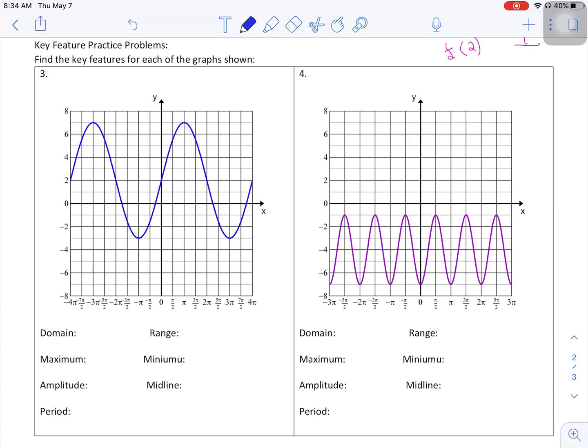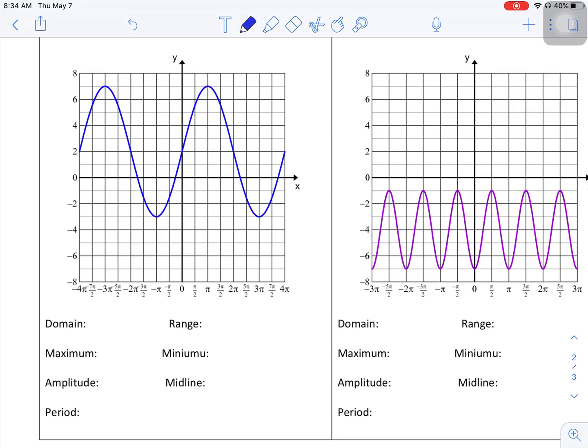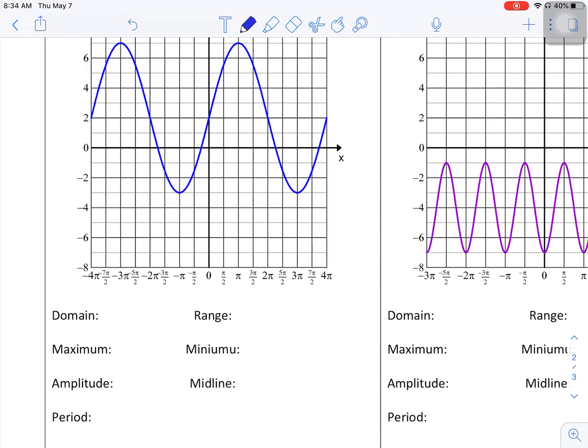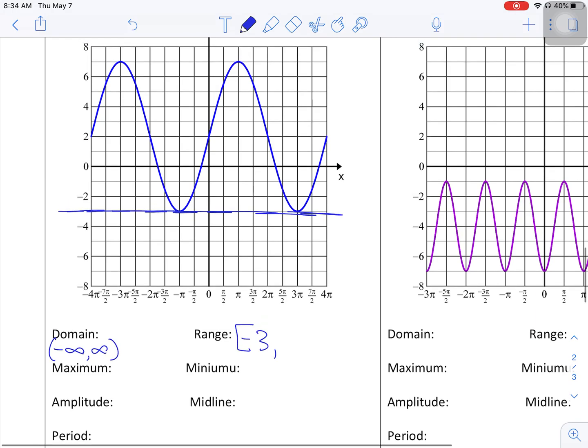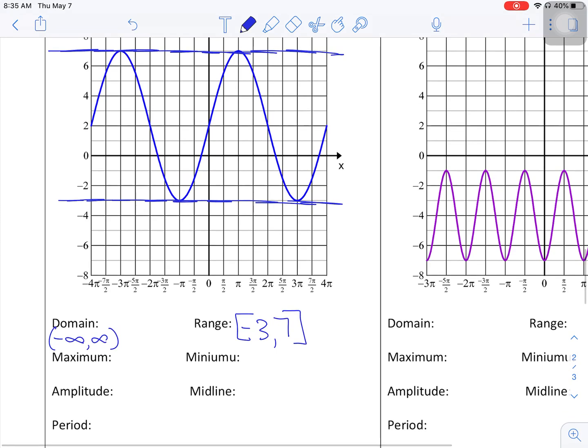Domain for your periodic function is going to be, let me get this a little bit bigger, from -infinity to infinity. Range, I want to talk about the bottom of this curve. So the bottom of this curve is going to be -3, and I need the top of this curve, which is +7. I don't know why I just put a parenthesis. That should be a bracket. Fix that. Okay. Maximum, I just said it is +7. Minimum, I apparently can't spell the word minimum when I typed. That should be -3.